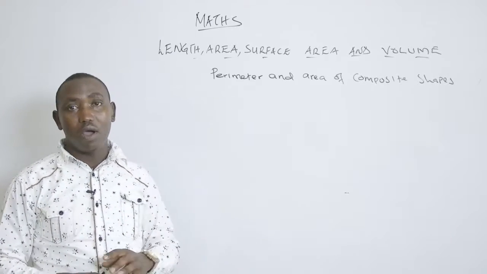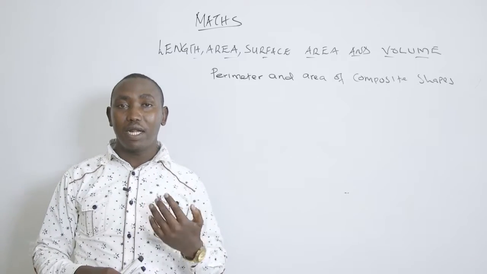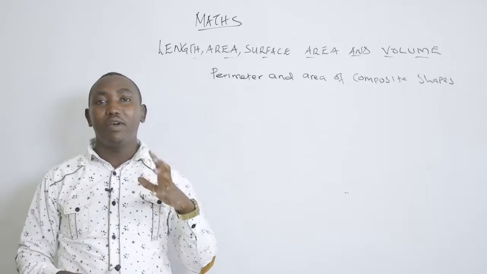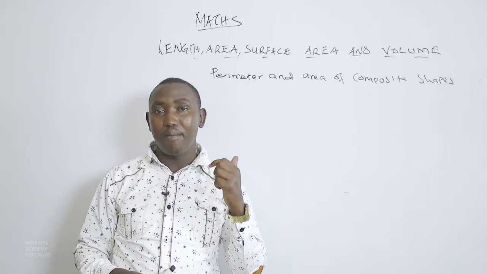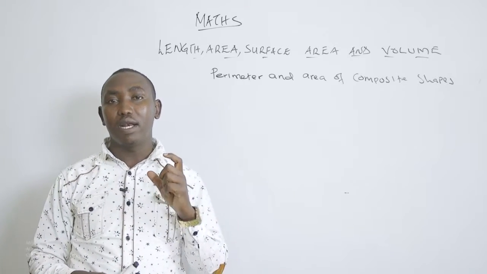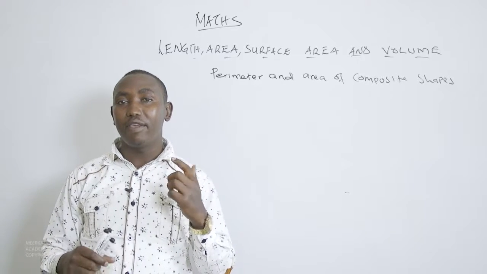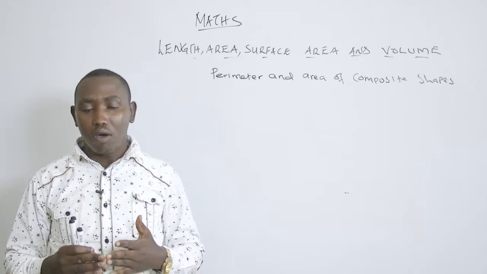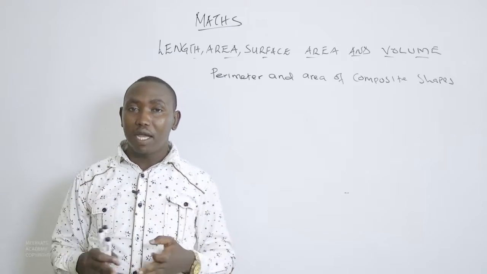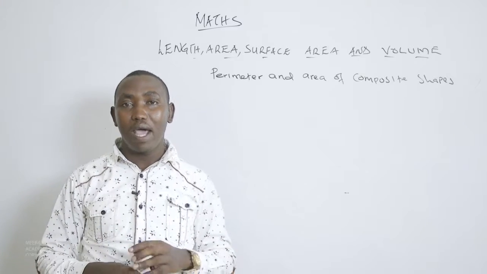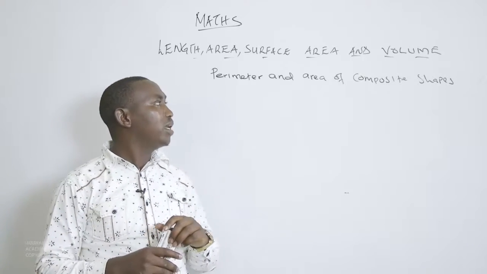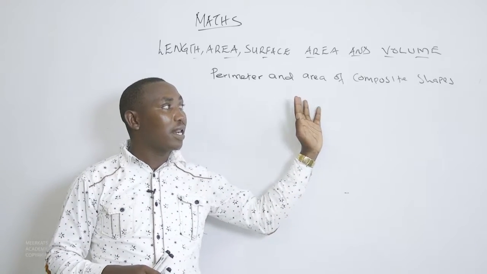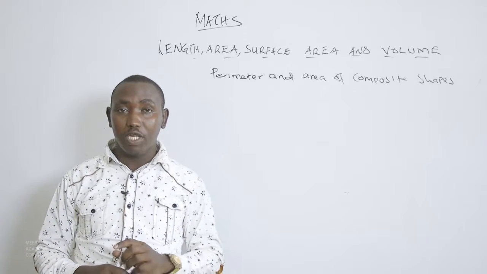In the introduction, we looked at how we can calculate the surface area and the area of different solids, or in this case, figures, like the area of a circle, the area of a rectangle, the area of a square, etc. Today we want to look at how we can find the perimeter and area of composite shapes.